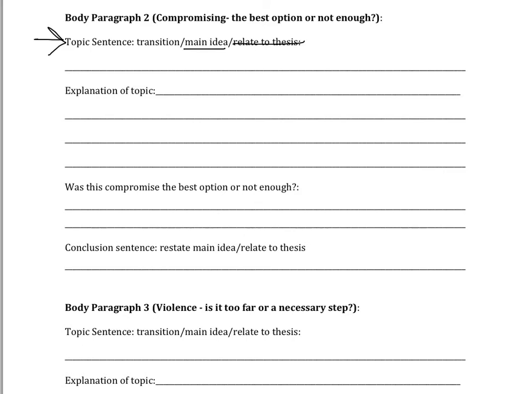So you'll start by explaining the topic. This should be several sentences. I mean, it could be 5 or 6 sentences. And then once you've explained what it was, for example, explained what the Missouri Compromise was, then you need to tell me, was this compromise the best option or not enough? And this is where the argument comes in right here.